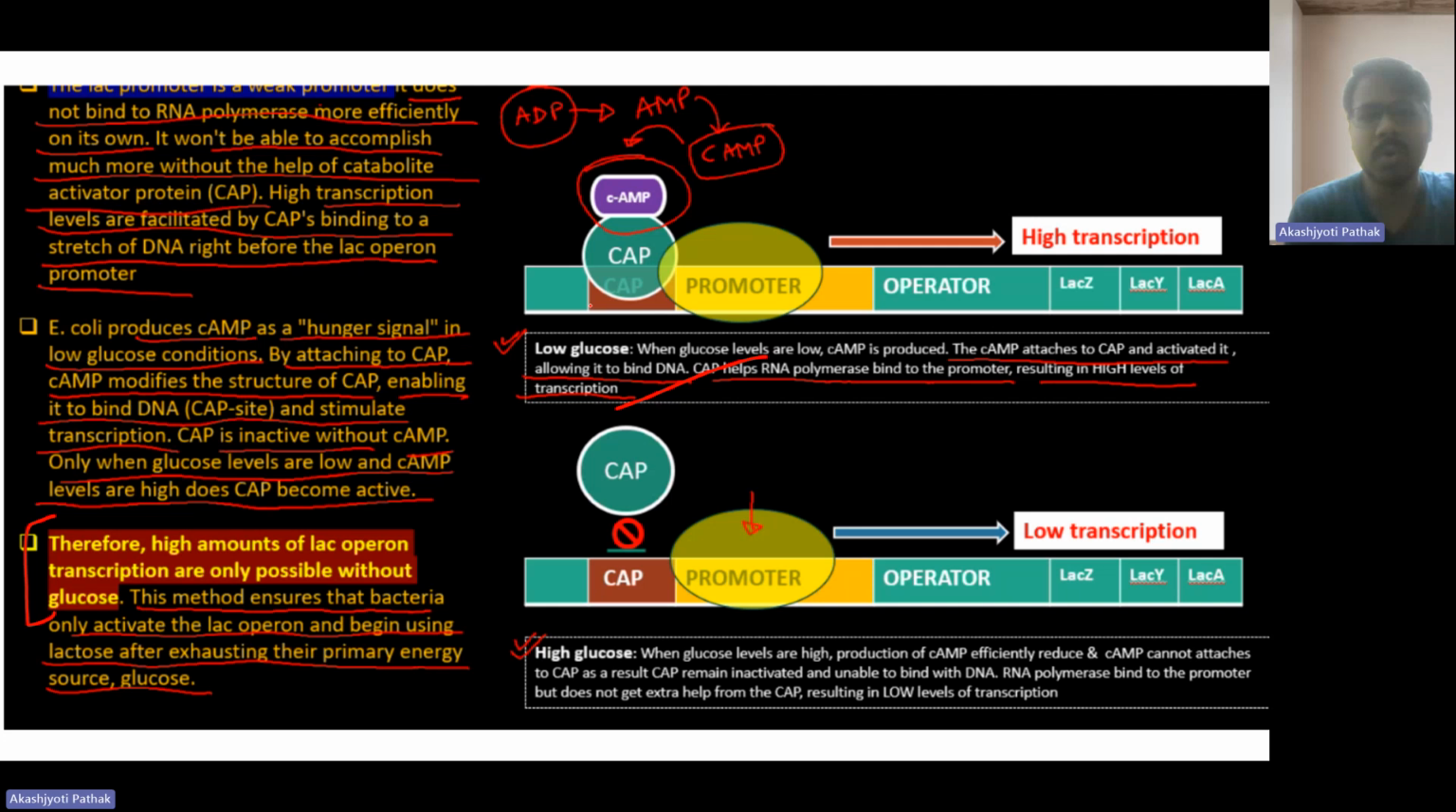Now, when the CAP is not bound to the cyclic AMP, it is inactive. It cannot bind to the CAP binding site, and as a result there will be low transcription. So when glucose levels are high, production of cyclic AMP is reduced, and cyclic AMP cannot attach to the CAP. As a result, the CAP remains inactive and unable to bind to the DNA. RNA polymerase will bind to the promoter, but as it does not get extra help from the catabolite activator protein, the levels of transcription will be low.